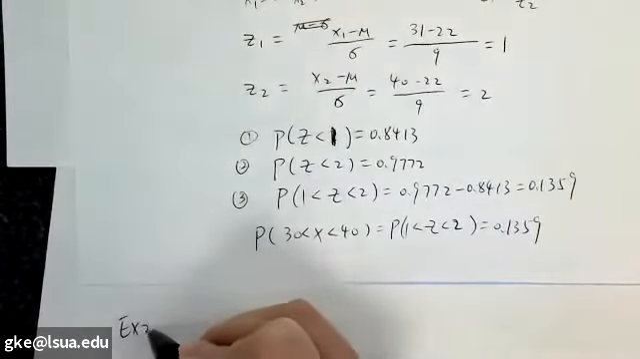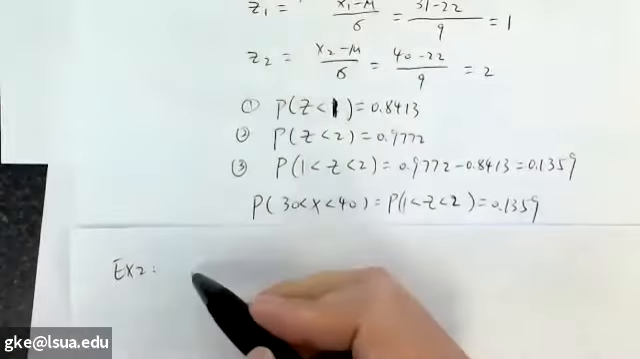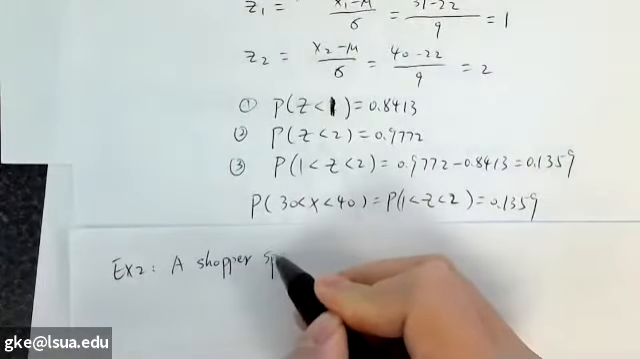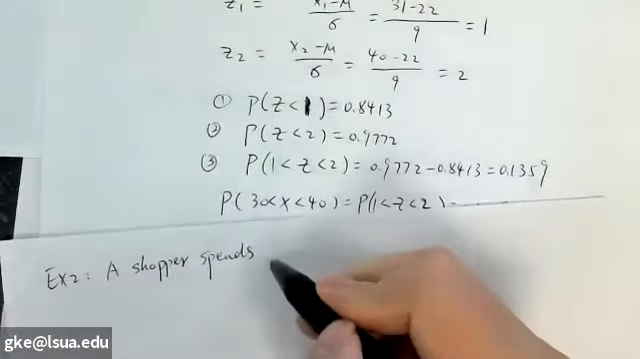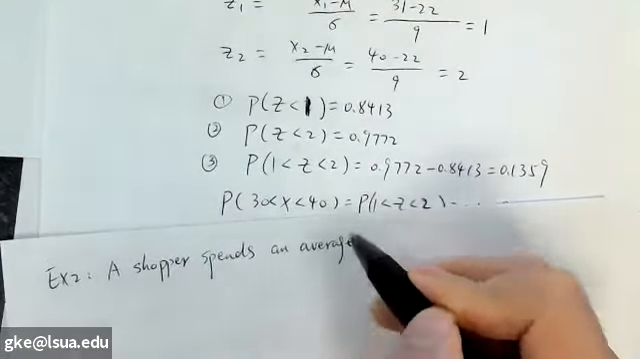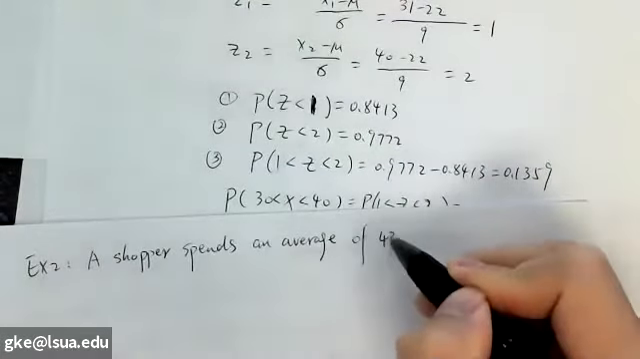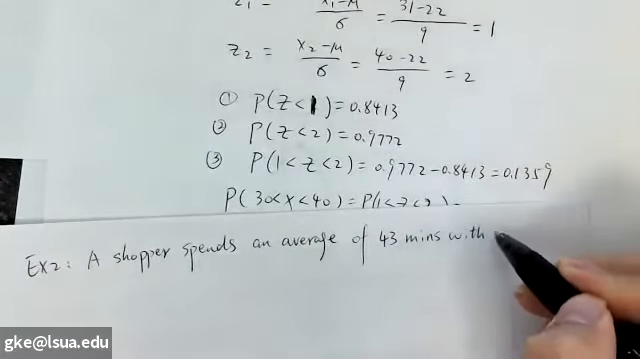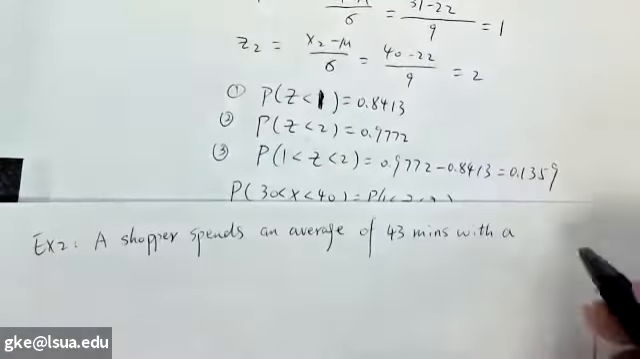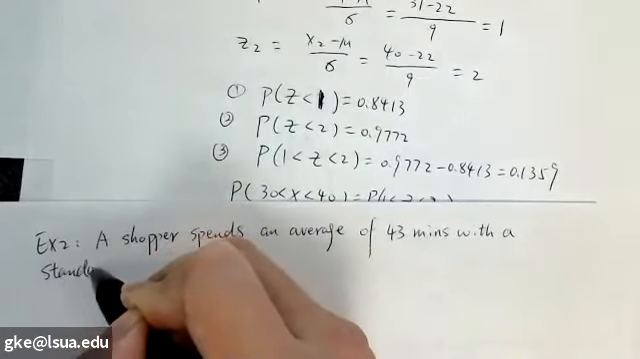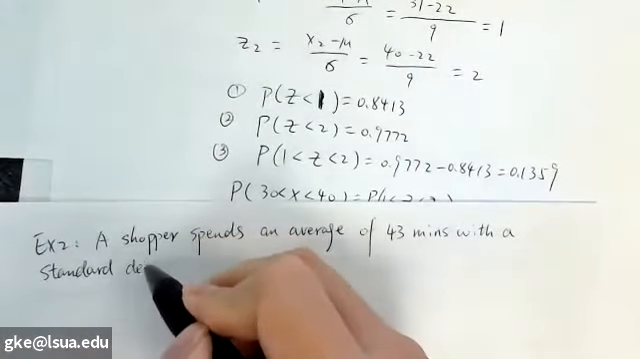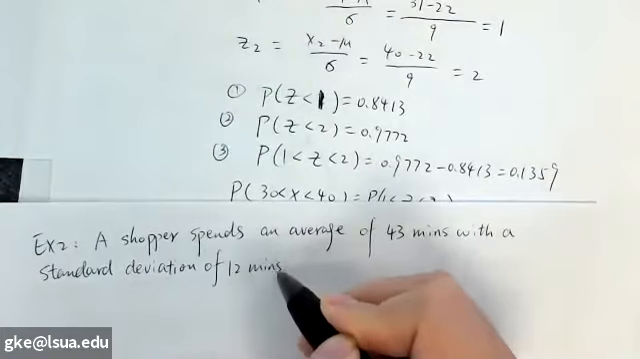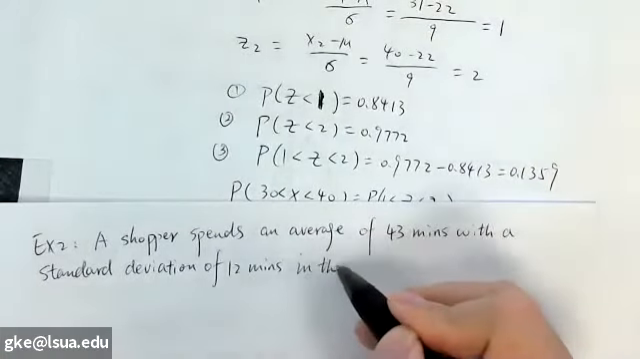Example 2. A shopper spends an average of 43 minutes with the standard deviation of 12 minutes in the store. Okay.